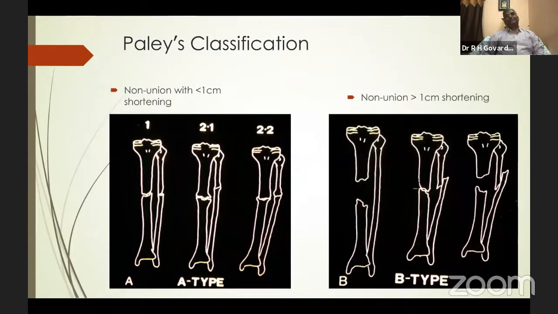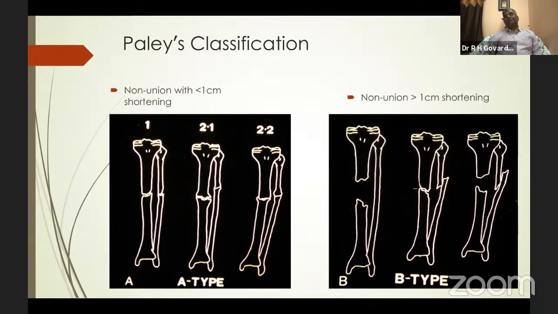Now, Paley has classified this non-union into two distinct varieties, A type and B type. A type is where non-union has less than 1 centimeter of shortening. In A type, the first one is a mobile non-union without any angular deformity. A type 2 is hypertrophic non-union without any deformity, and type 2 is with deformity. We have already seen the management of these varieties.